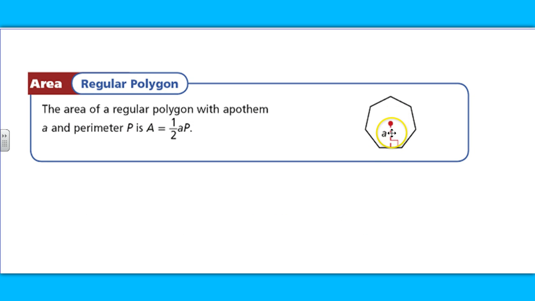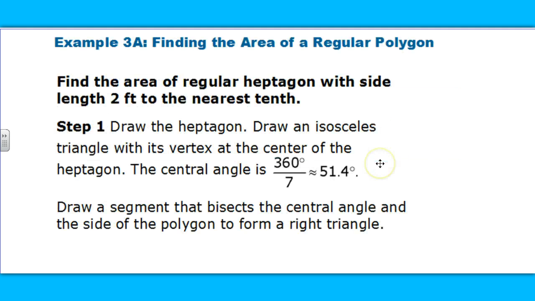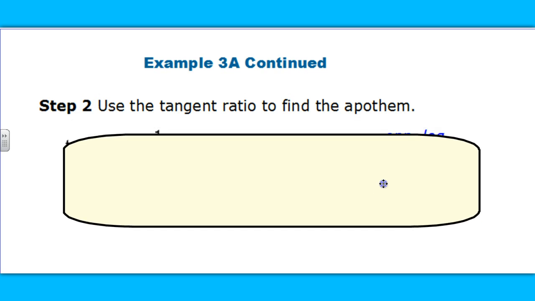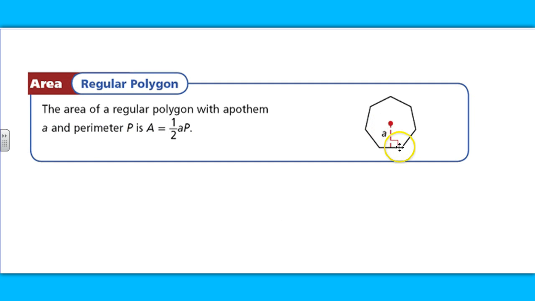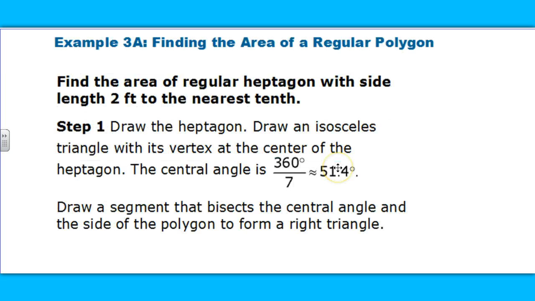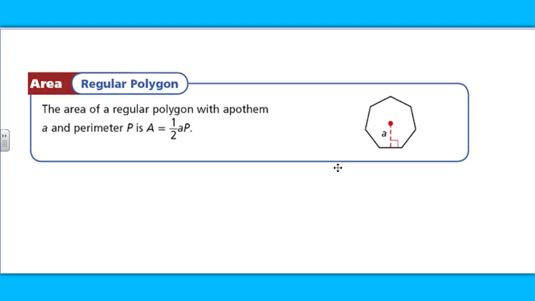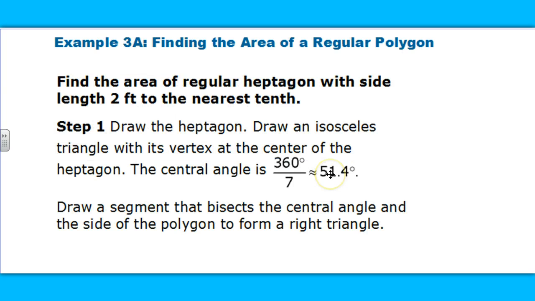We know this big central angle is 51.4, right? And now we're bisecting that angle to form a little right triangle here, or 2 congruent right triangles, right? And so we have split that 51.4 degree angle in half. And so we can use that now to find our, remember we know the side length is 2. Okay, so down here we have a side length of 2. We've also split that side in half.